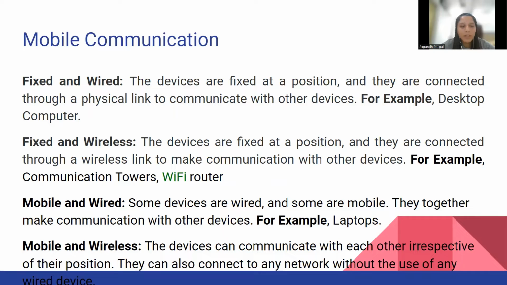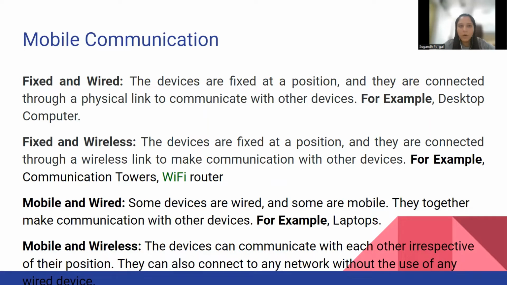The third possible communication is mobile and wired. In this, some devices are wired and some are mobile. They together make a communication with each other. For example, we have laptops and desktops. In some cases, they are fixed at a certain location and cannot be moved from one place to another. And at some places, they can be moved from one place to another with Wi-Fi access and be able to transfer data and communicate with each other.